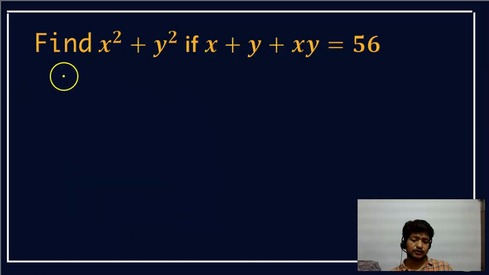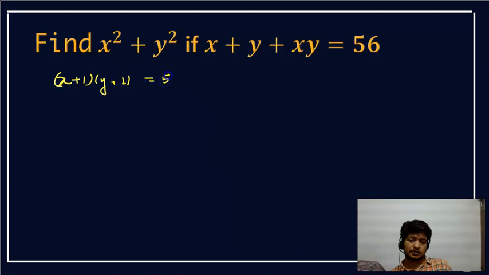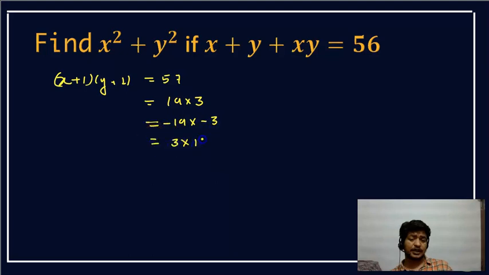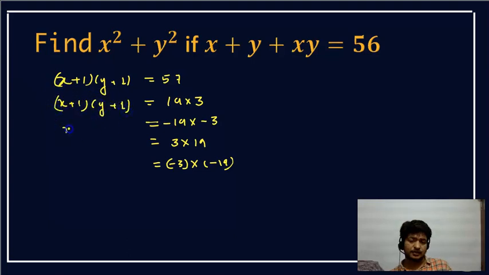Now what you can observe from here, this is equal to 57. I can write this 57 as 19 multiplied with 3. I can write the same thing as minus 19 multiplied with minus 3. I can write the same thing as 3 multiplied with 19, and at last you can write minus 3 multiplied with minus 19. And here you will get x plus 1 multiplied with y plus 1, which is getting repeated.